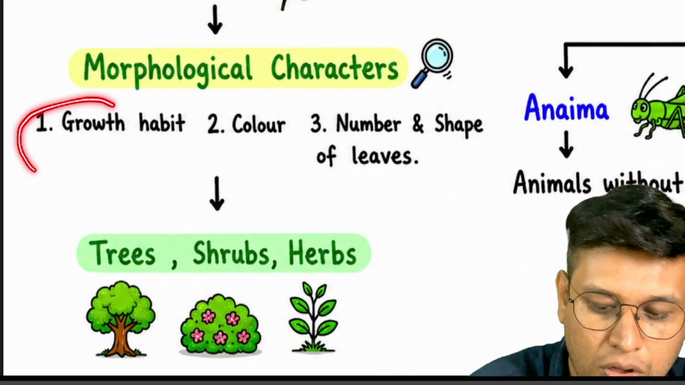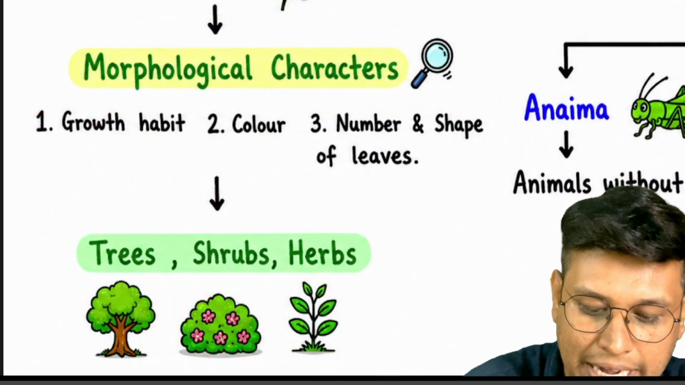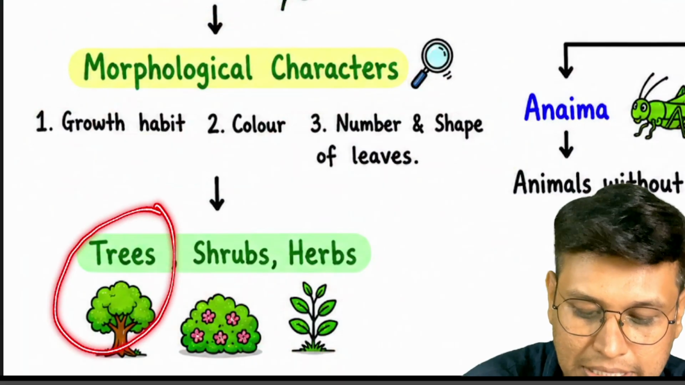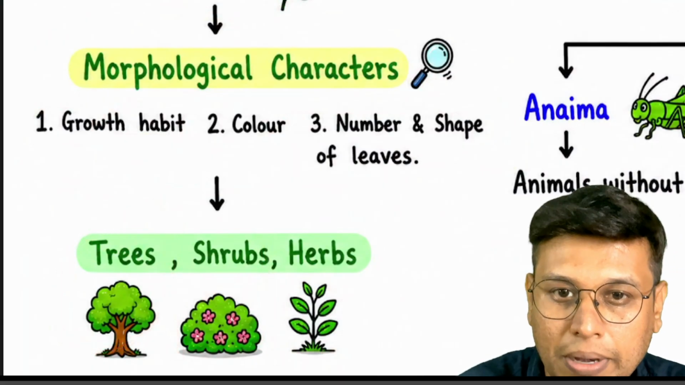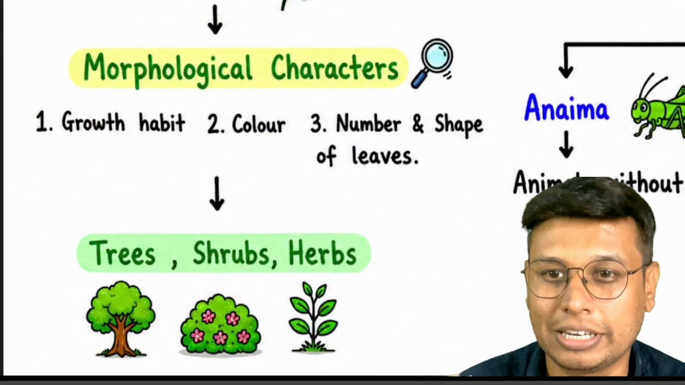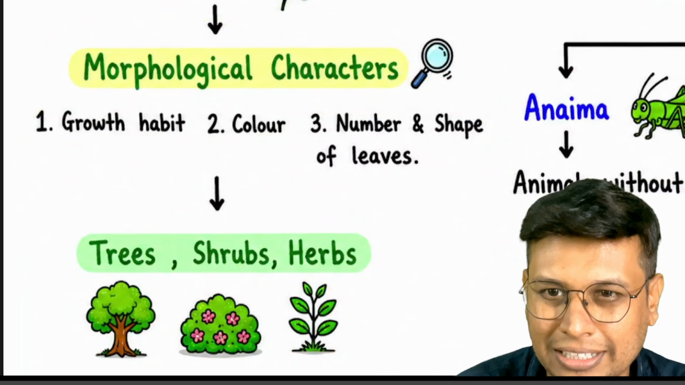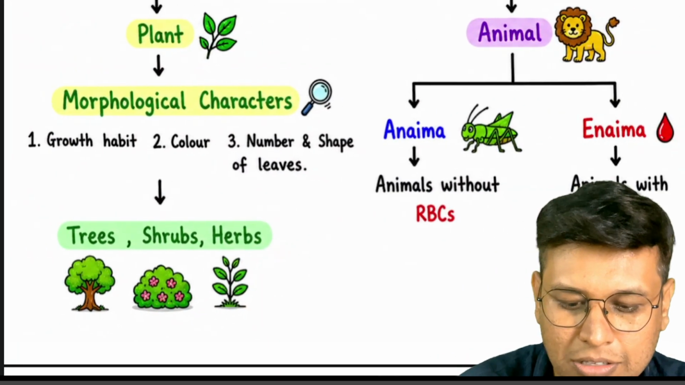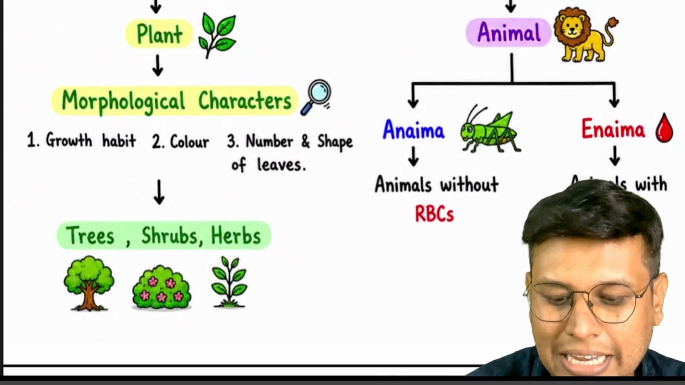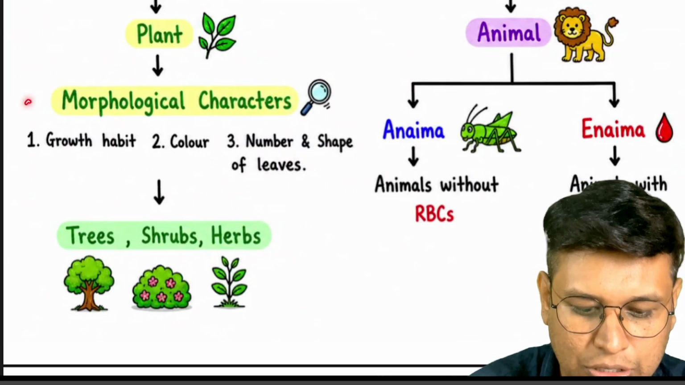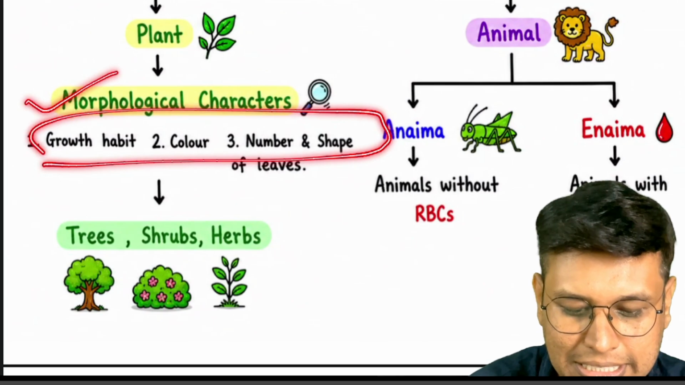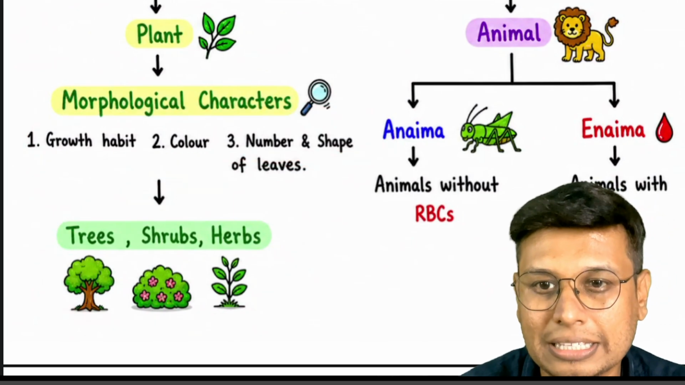So Aristotle used all these morphological characters and gave us three categories of plants. One is trees, another is shrubs, another is herbs. Okay, so pretty simple, pretty clear idea. Aristotle, earliest scientific classification, used morphological characters such as these and gave categories such as these.